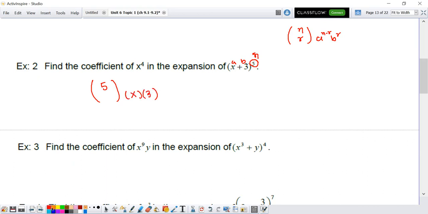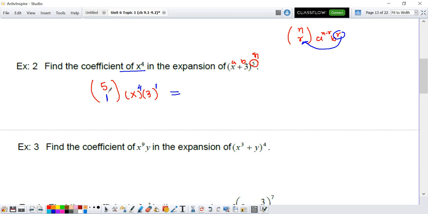And we are going to use the pattern. If I need the coefficient of x to the 4, common sense tells you that this exponent has to be 4. Then only you get x to the 4. Now the sum of these two numbers is n, so this number has to be 1. Then only 4 plus 1 becomes 5. So check it out. That r always goes here, and that's it. This is the x to the 4 term.